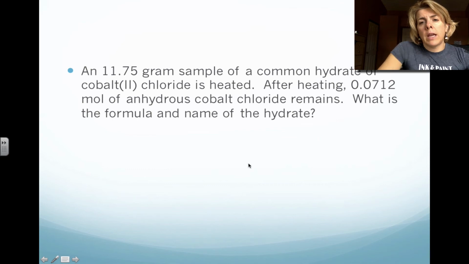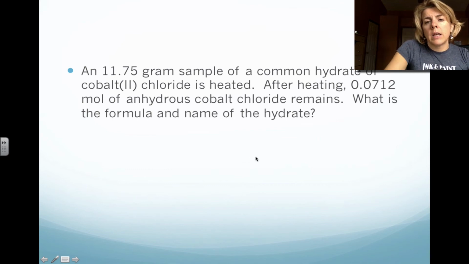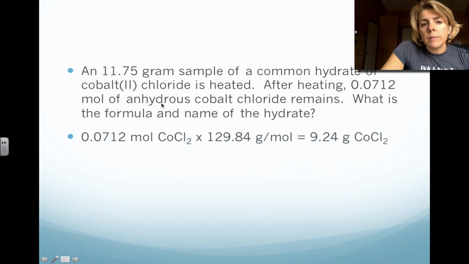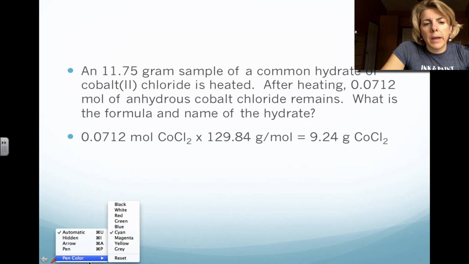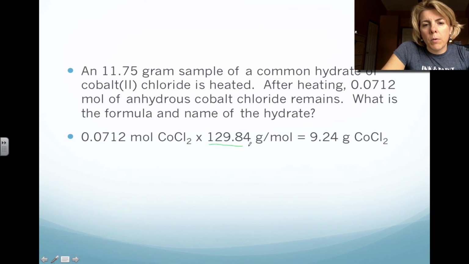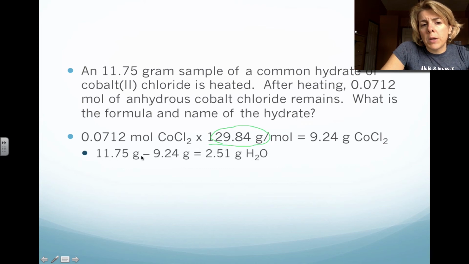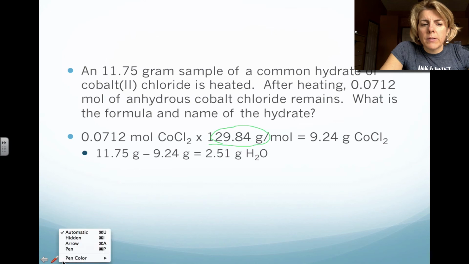So here we have a hydrate, which is cobalt 2 chloride. It's been heated, and they have a certain mole of anhydrous chloride. So here you take the anhydrous chloride, and notice you're using molar mass. So you have to figure out what the molar mass of cobalt 2 chloride is using the periodic table. So you've got the mass of that. And notice you want to subtract it from the original amount, and this gives us the mass of water. So here we have 2.51 grams of water.